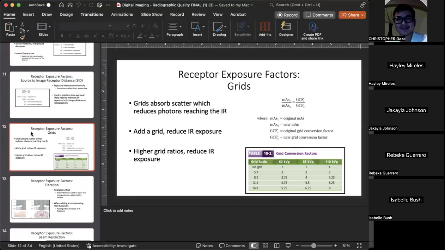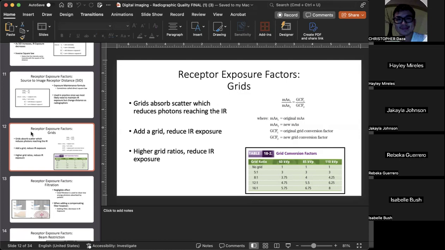With grids, when you put a grid on your image receptor, what you are doing now is putting something in between the X-ray tube and the image receptor. And so grids absorb scatter, but they also absorb some of our good X-rays. And so whenever you add a grid, it reduces image receptor exposure.